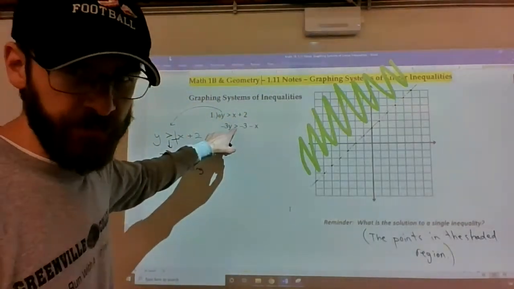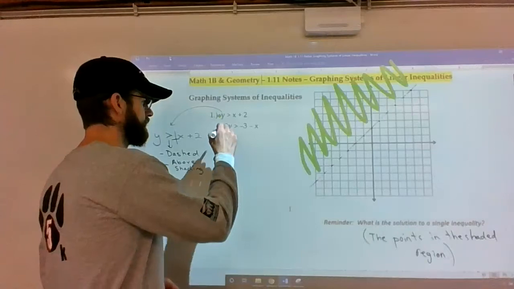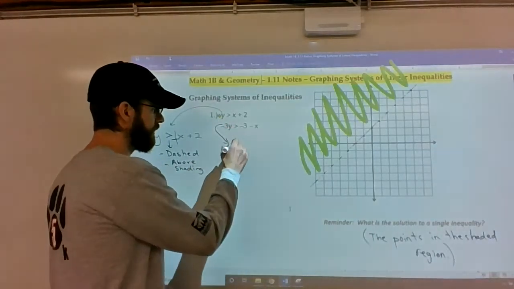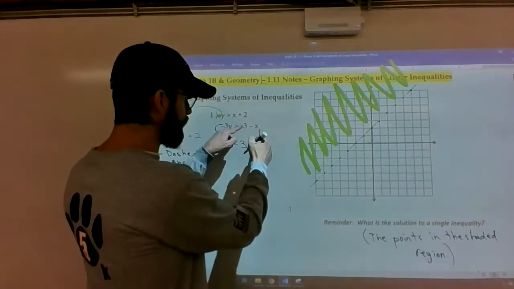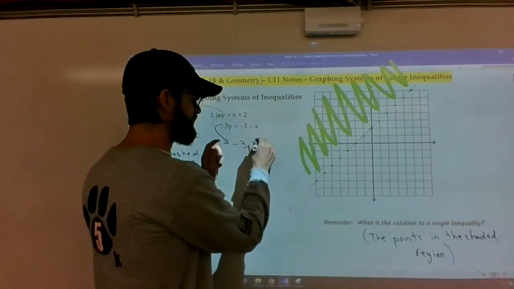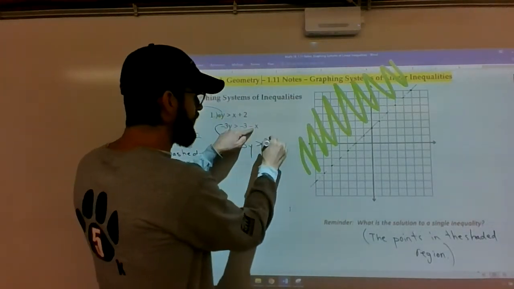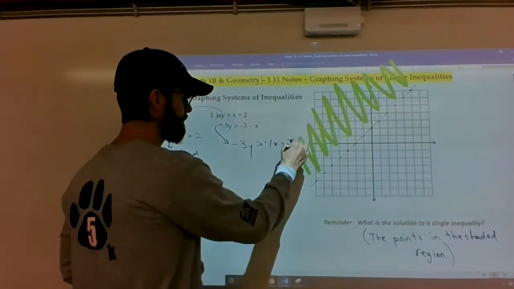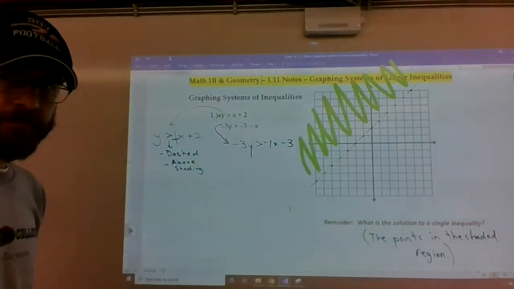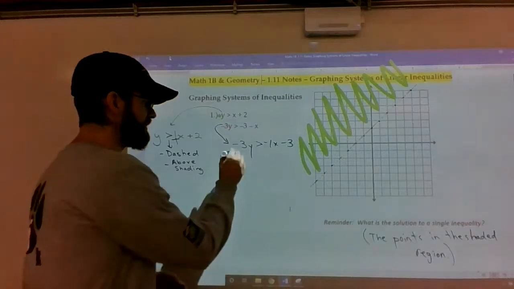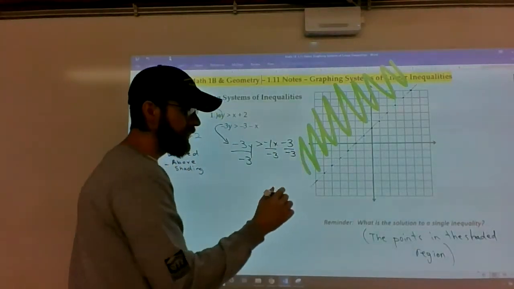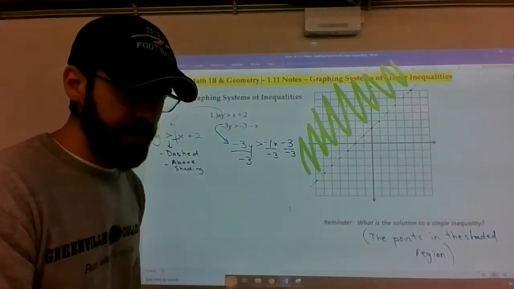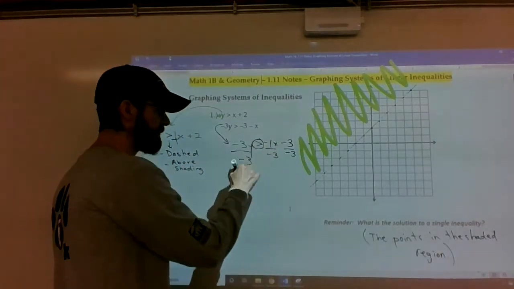But now we've got a second region. I'm going to rearrange this so that it's still greater than. It's going to be negative 1x minus 3. Divide by negative 3, divide by negative 3, divide by negative 3. Don't forget to switch the symbol when you divide by negatives.